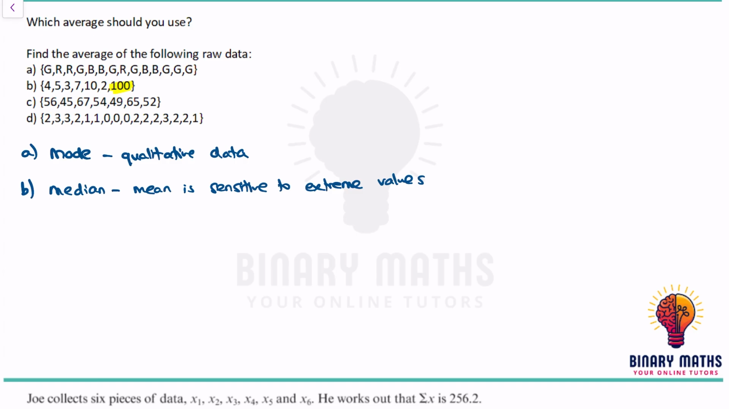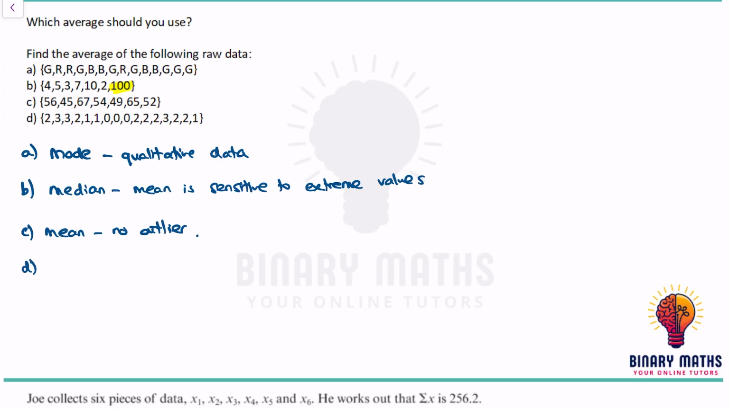C, we've got 56, 45, 67, 54, 49, 65, 52. Mode would not be appropriate here because everything comes up once, so obviously there's no mode. You can have no mode, or more than one mode in examples. There's no extreme value, so mean would be most appropriate here, because there's no outlier. And median too, because you just order it to find the middle. So if there is no outlier, mean is normally more appropriate.